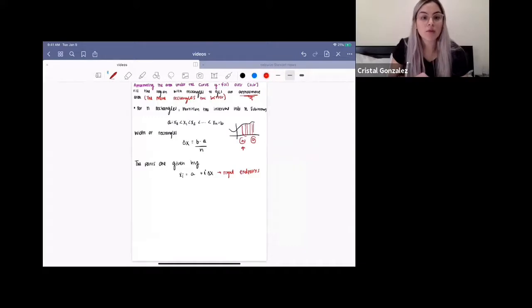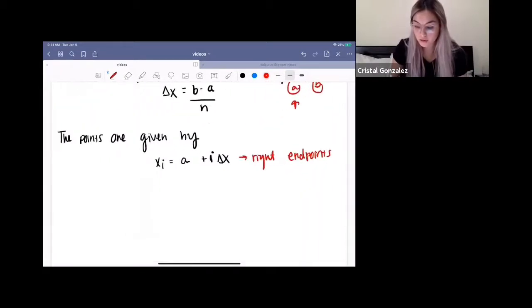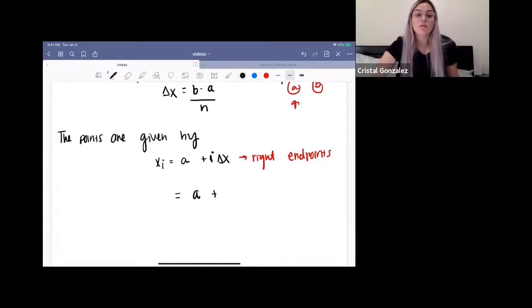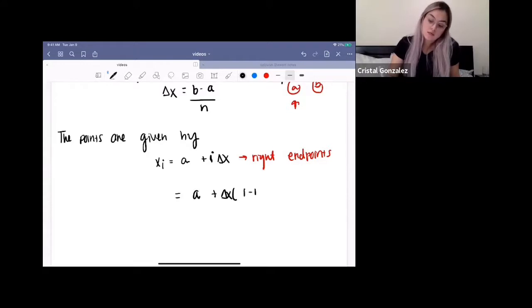And so now I'm going to also write it down for our left endpoint. For our left endpoint, we'll still start off at a, and then we're going to add delta x times i minus 1 for our left endpoints.